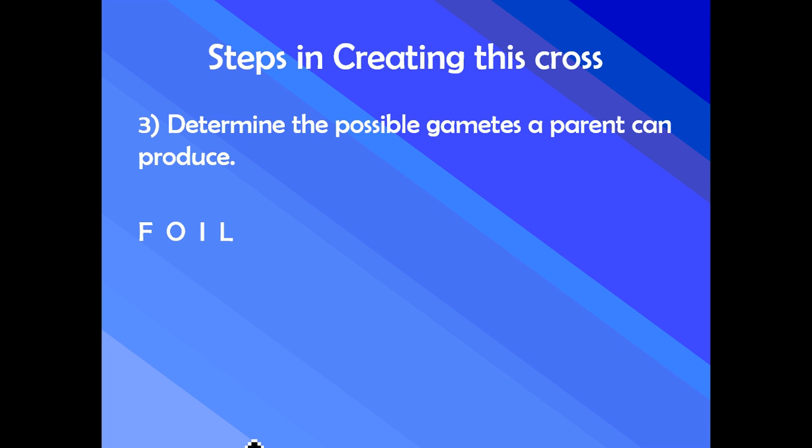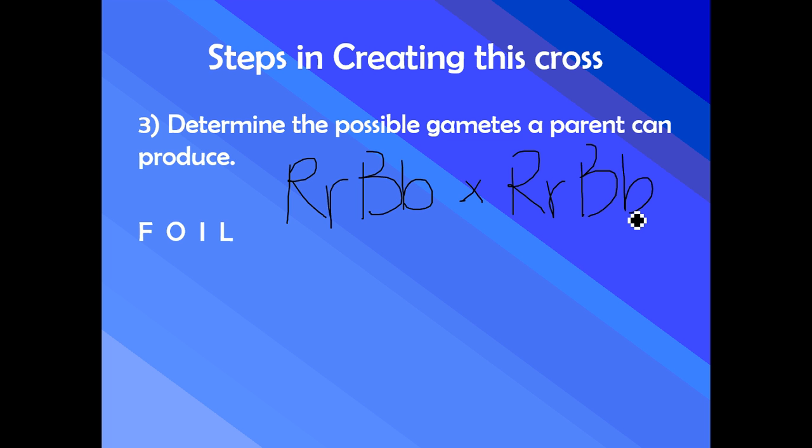Okay, so once you have determined the parent genotypes, which we have already determined are big R, little r, big B, little b, crossed with big R, little r, big B, little b. Now we have to determine the possible gametes. So remember back from Biology 1, a gamete is a sex cell. This is where they're making the sperm and the egg. And this only contains half of the genes. So there's always going to be one R and one B in each gamete.